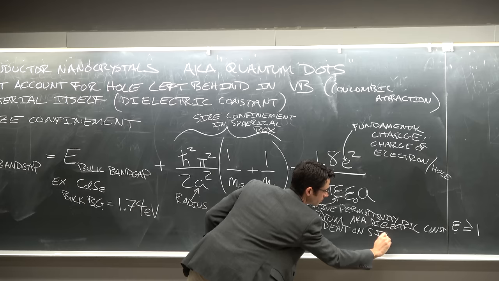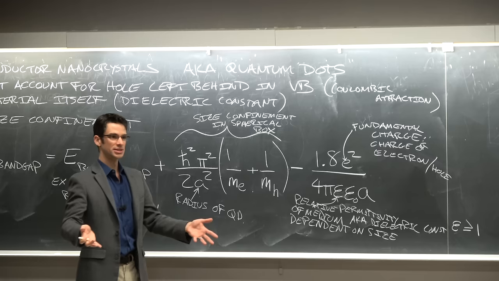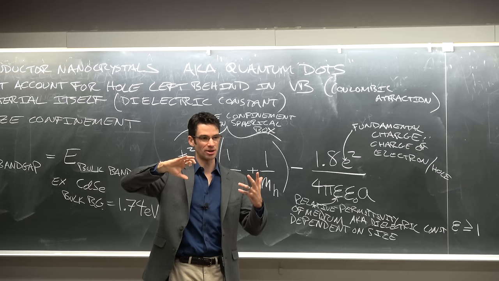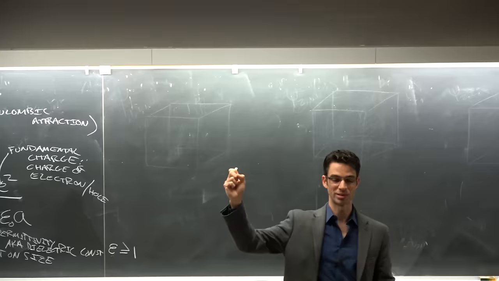The dielectric constant is what? The dielectric constant is the ability of a medium to screen charges. So if you have a charge and you're in a very polarizable medium, so dipoles and electron clouds can arrange themselves in such a way to lower the electrostatic energy of a charge, then that charge will have less electrostatic potential energy to interact with other charges.